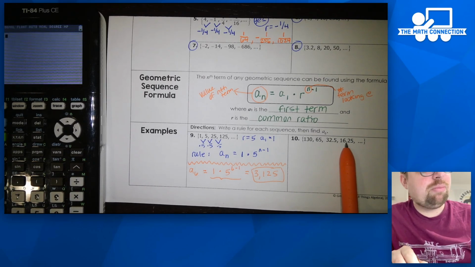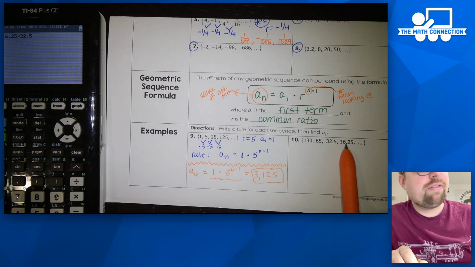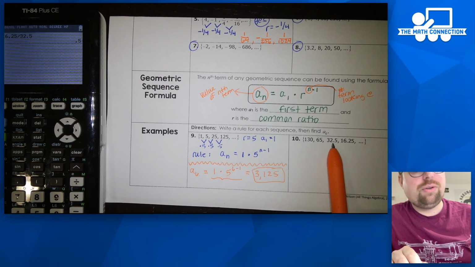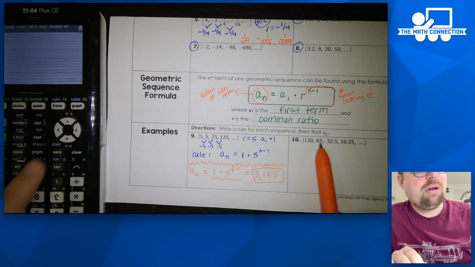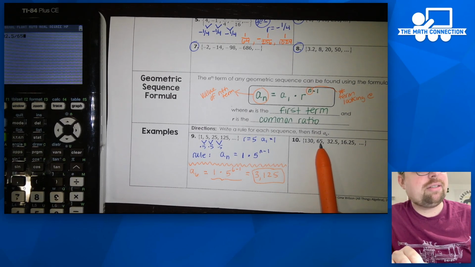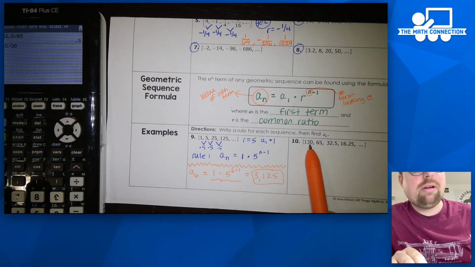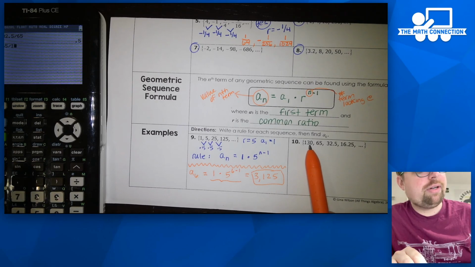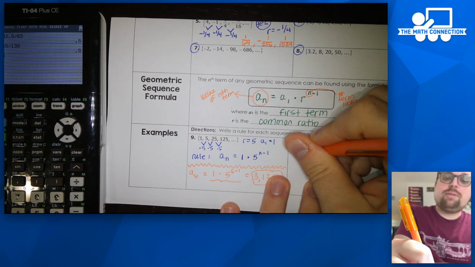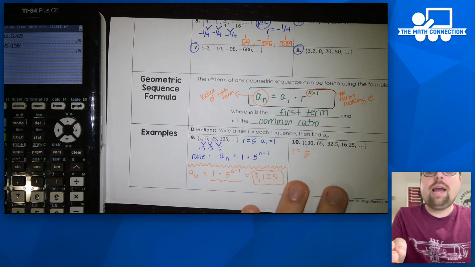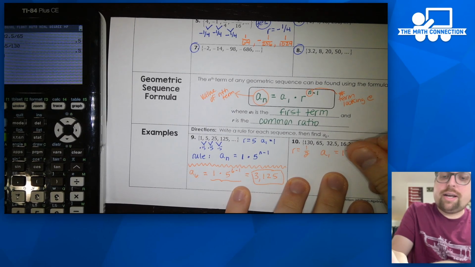So take 16.25 and divide that by 32.5. That's a half. Do it again, so 32.5 divided by the term before that, 32.5 divided by 65. That's a half. 65 divided by 130, and that's a half. So our common ratio here is 1/2, and the first term in the sequence is 130.